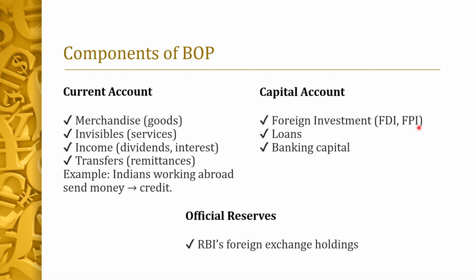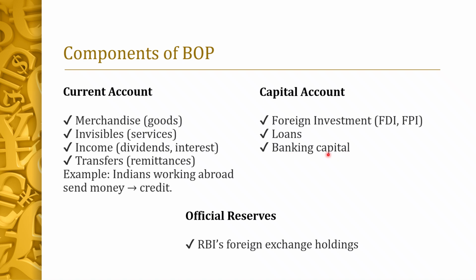FPI is foreign portfolio investment. It is short-term investment in the stocks and bonds. For example, any foreign investor buying shares in the Indian stock market, that comes under FPI. The next that comes under capital account is loans. External commercial borrowings that are happening, the IMF's, the World Bank loans, or the NRI deposits. So they all come under capital loans. So if more foreign capital enters the country, the capital account is in surplus.